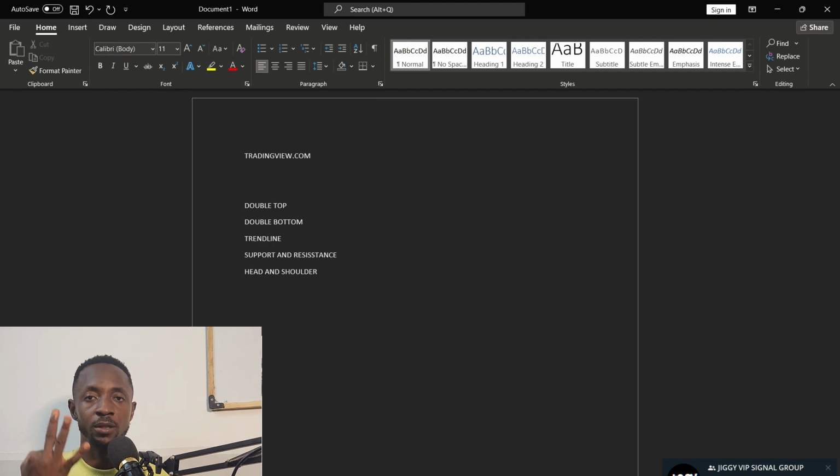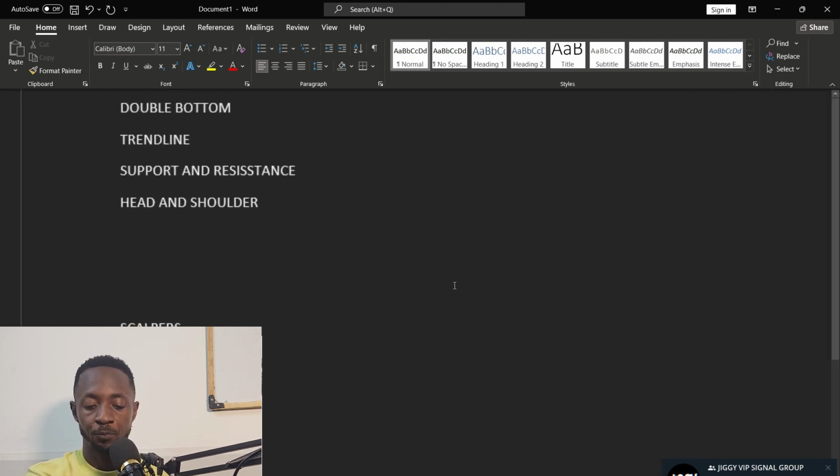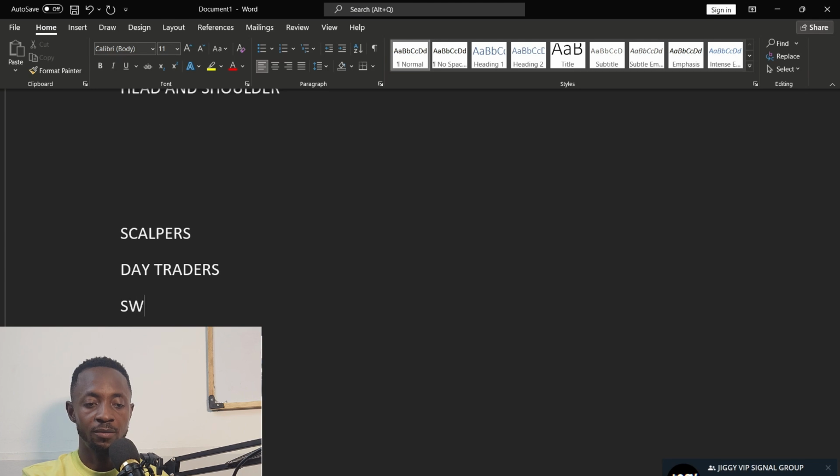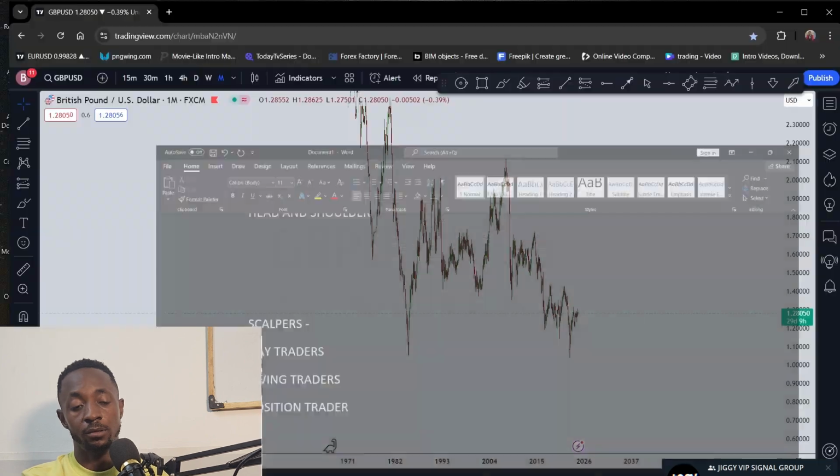We have three types of traders. Maybe I'll cut the videos into sections. We have three types of traders. We have scalpers, right? Let me zoom this in so you see it clearly. Okay, we have scalpers, we have day traders, and we have swing traders. There are those they call position traders, but I still see them as swing traders.